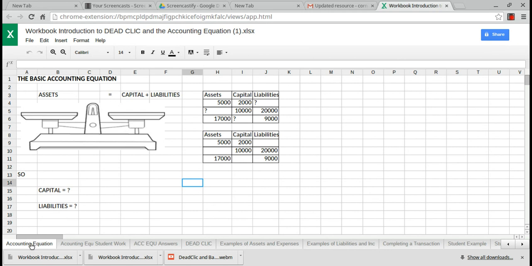So if we just look at the scales, if I want to isolate capital on its own, I need to take the liabilities off the right-hand or credit side of the scales, and also take the same amount off the debit side or the left-hand side of the scales. So what that then tells us is that capital has got to equal assets minus liabilities.